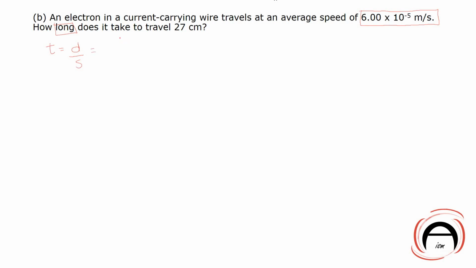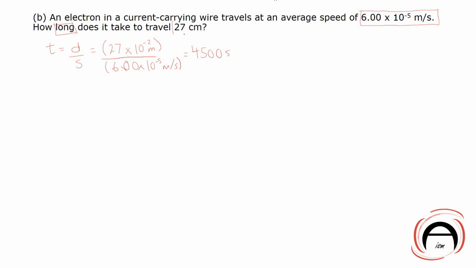So if you have that, you just go back to your distance, 27 centimeters, or 27 times 10 to the negative second meters, don't forget your units, divided by your speed, which is 6.00 times 10 to the negative fifth meters per second. If you divide that out on your calculator, what you're going to get is 4,500 seconds.